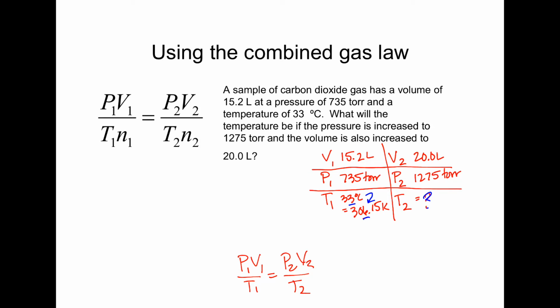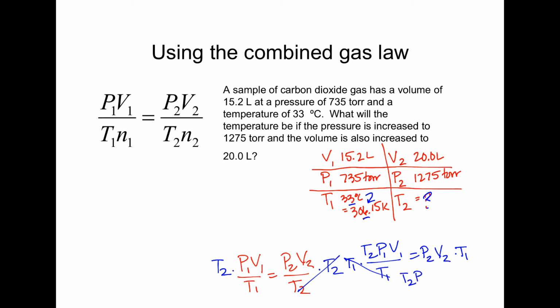All right, I'm going to keep on working on the algebra here because I want to find T2, and it's on the bottom on this side. I want to manipulate this equation so that T2 is on the top and everything else is on the other side. So the first thing I'm going to do is multiply both sides by T2, so those will cancel out, and I'll get T2 P1 V1 over T1 equals P2 times V2.